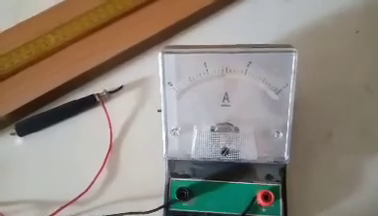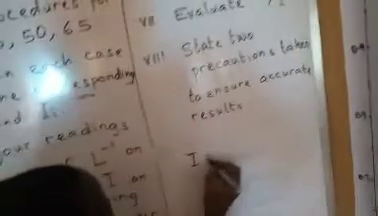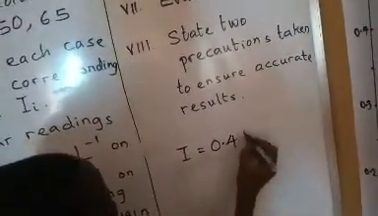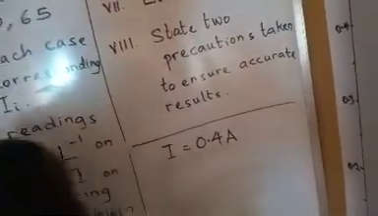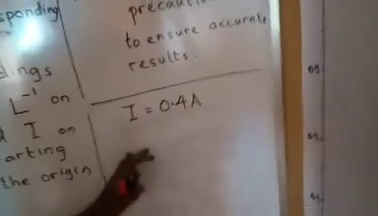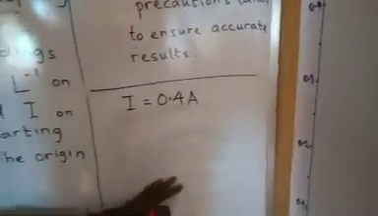Here I have 0.4 ampere. I will record it. That is my first record. I is 0.4 ampere. You have to record it, as it is part of what the examiner is looking for.